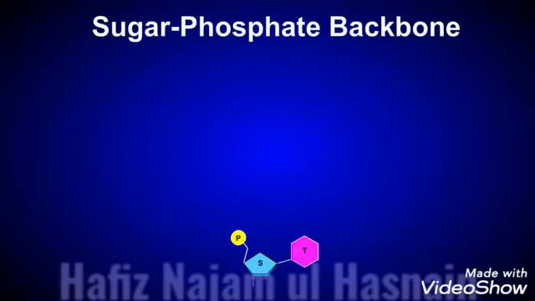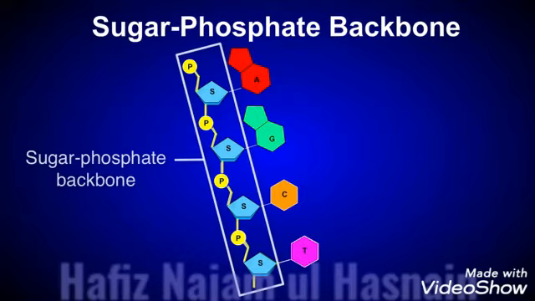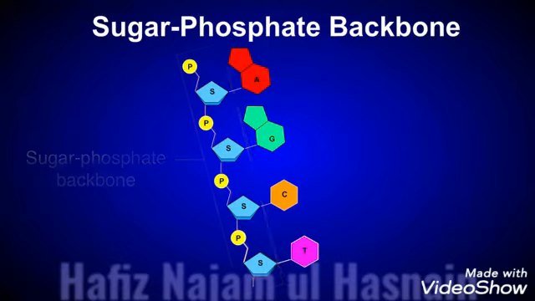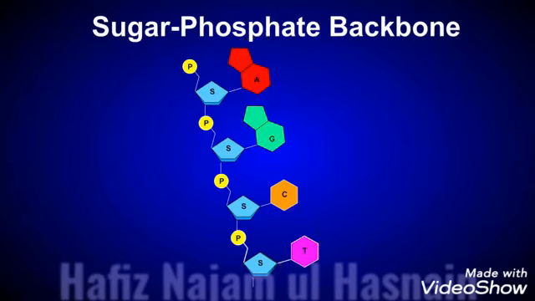Nucleotides are linked together by dehydration synthesis, or polymerization reactions, between the sugar of one nucleotide and the phosphate group of a second nucleotide. In the process, a sugar-phosphate backbone is formed, linking the nucleotides together. Notice how the nitrogenous bases project to one side of the backbone.